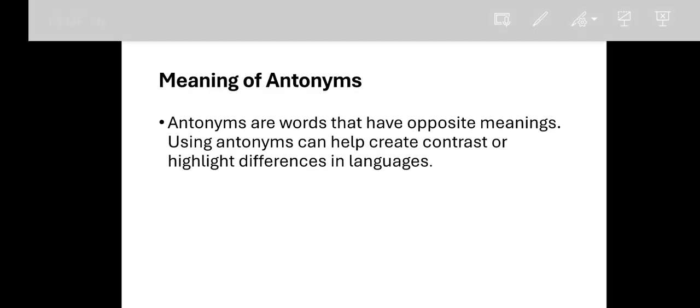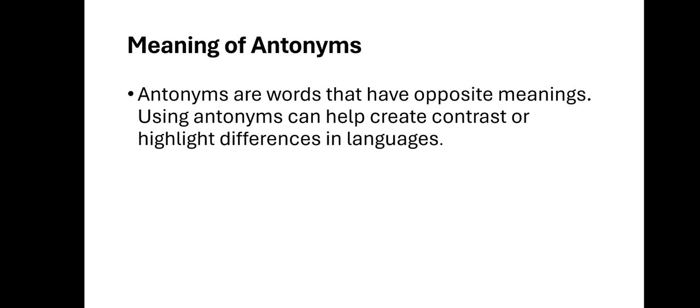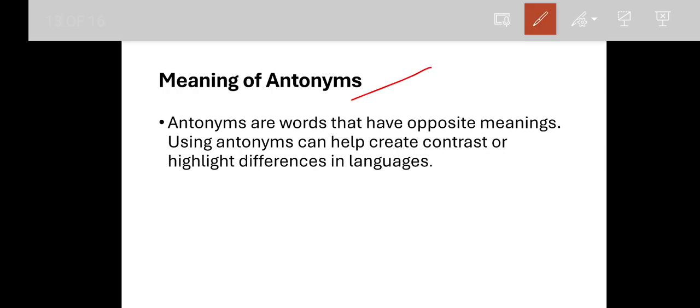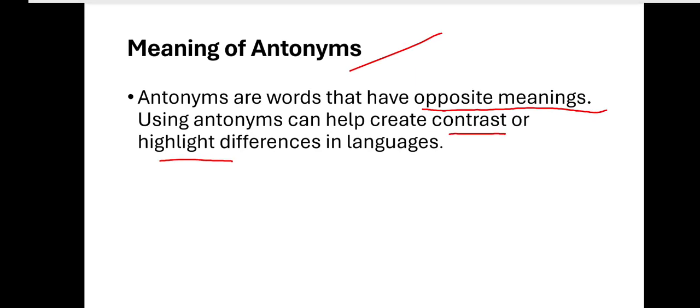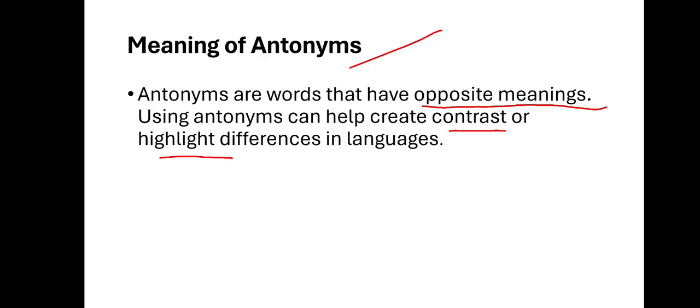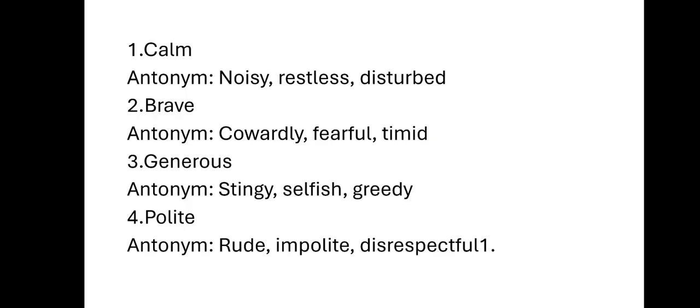Now, let us try to understand the meaning of antonyms. Antonyms are words having the opposite meaning. For example, light, dark. Opposite meaning, viruddha pada. Using antonyms, one can create contrast or highlight differences in language. So antonym is simple. It is the opposite word. Now let us see some examples.